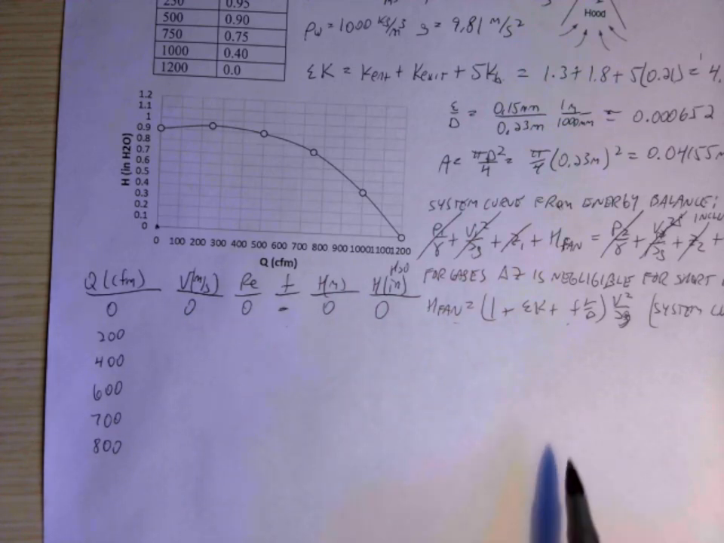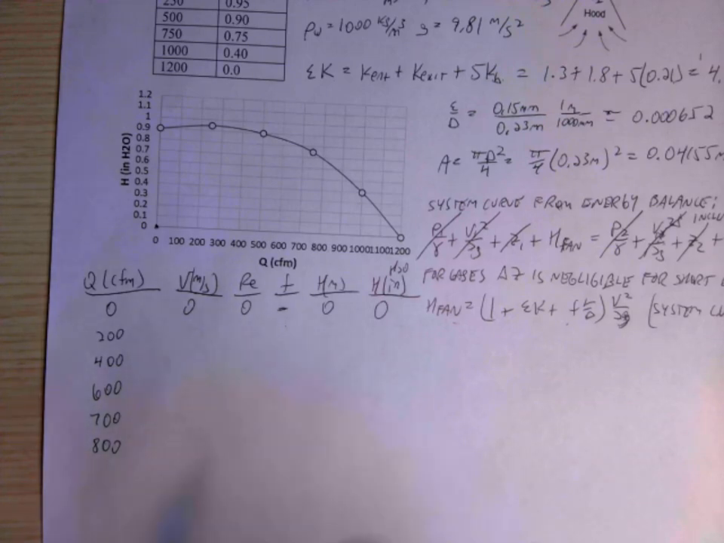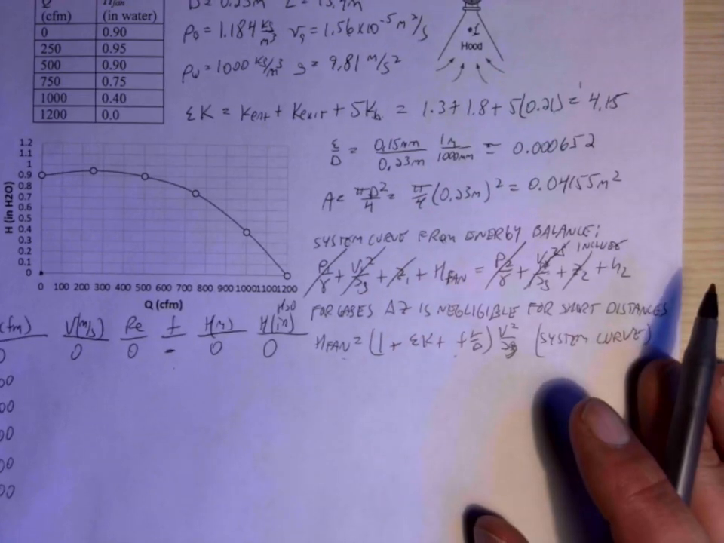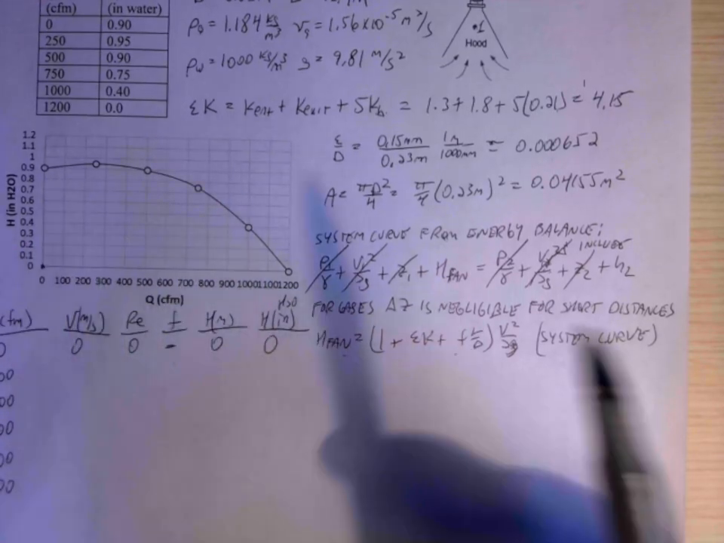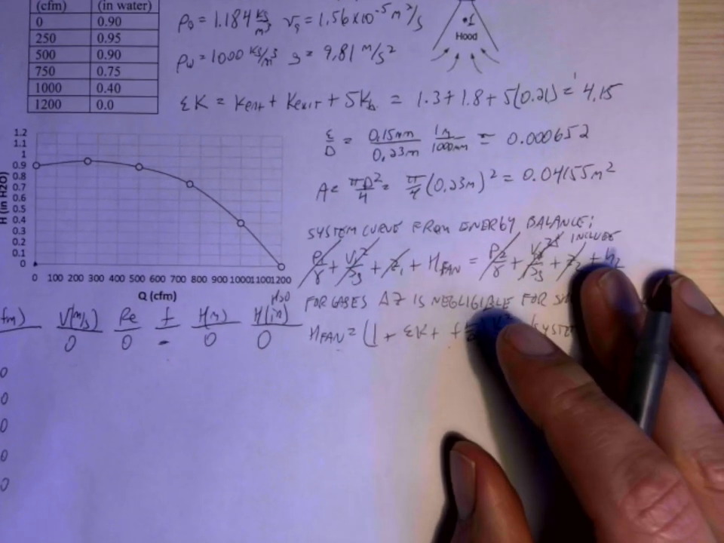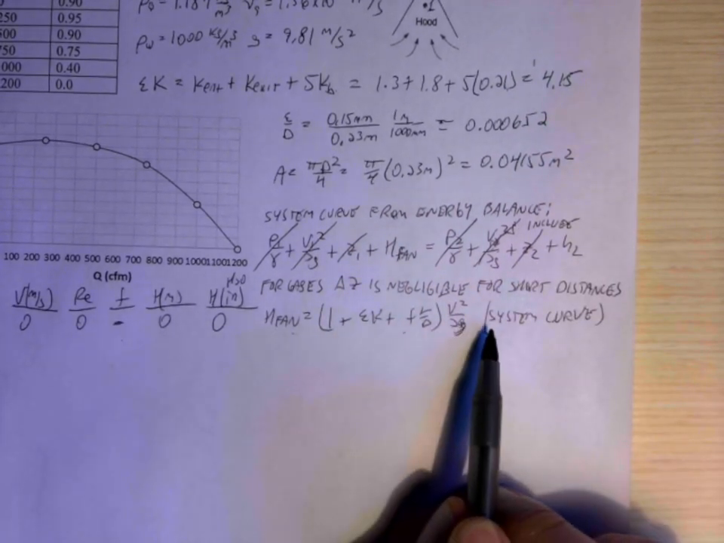So I'm going to do one example here for 200, and then I'm just going to fill the rest of the table out once we've looked at how to do that for the others. And then we can plot that here. We've got our first point, but we can plot the rest of it and figure out the operating conditions. Okay, so here's our system curve from the energy balance.